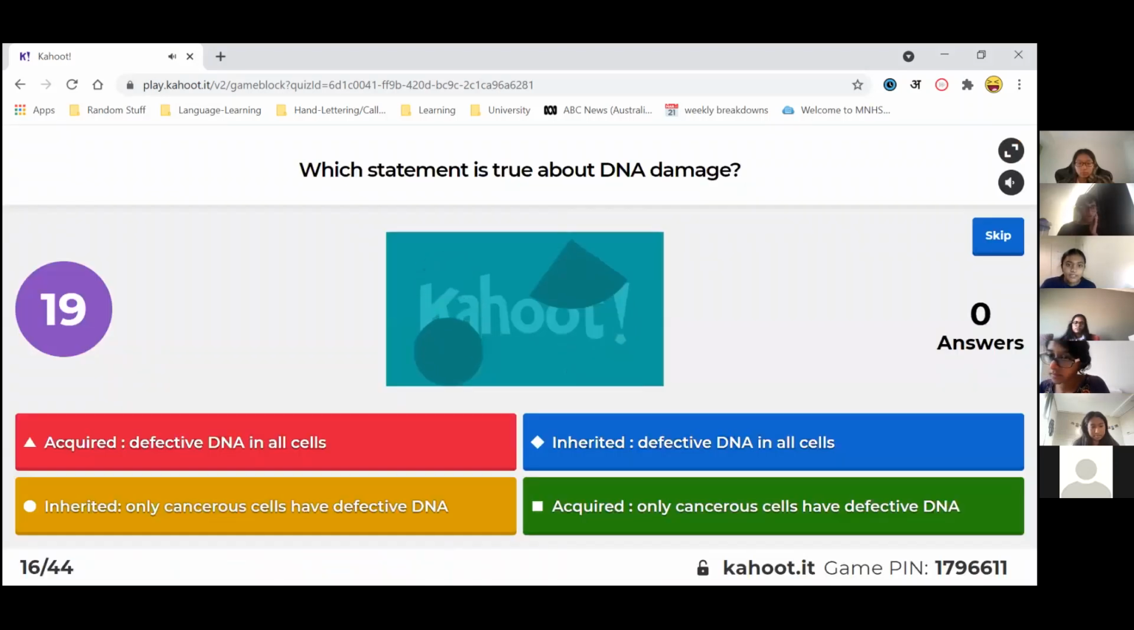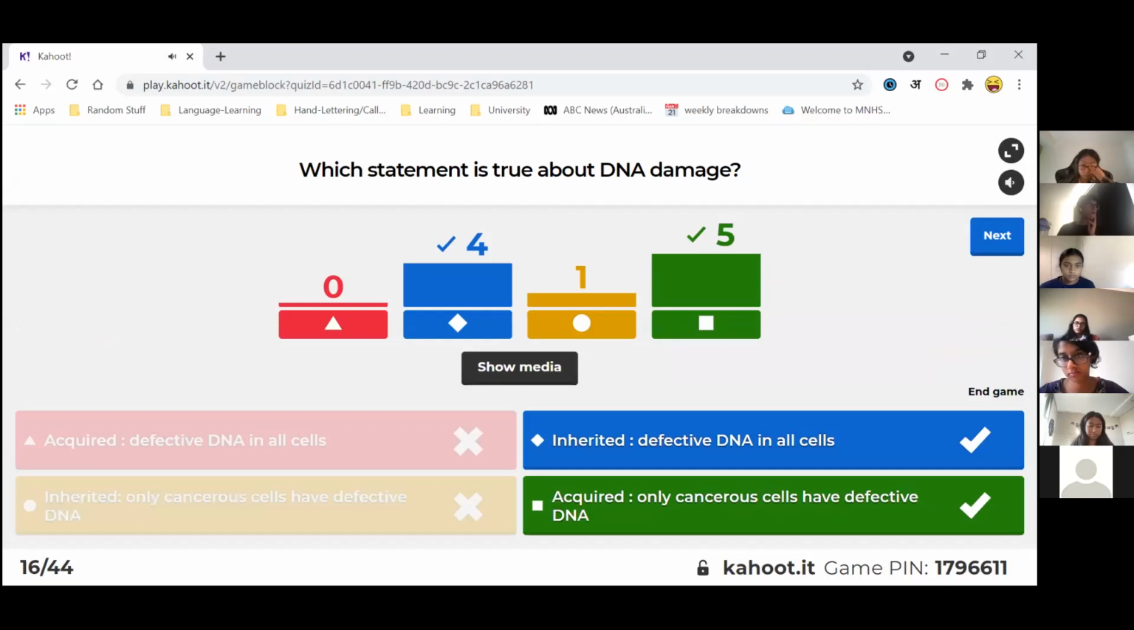So which statement is true about DNA damage? Yep, perfect. So inherited is found in all the cells, and then acquired is only in the affected cells that become cancerous.